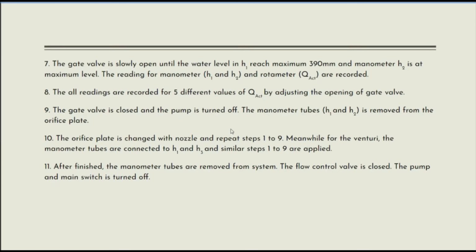The gate valve is closed and the pump is turned off. The manometer tubes H1 and H2 are removed from the orifice plate. The orifice plate is changed with the nozzle and steps 1 to 9 are repeated. Meanwhile, for the venturi, the manometer tubes are connected to H1 and H3 and similar steps 1 to 9 are applied. After finishing, the manometer tubes are removed from the system. The flow control valve is closed and make sure that the pump and main switch are turned off.